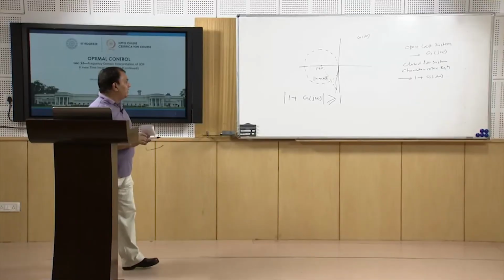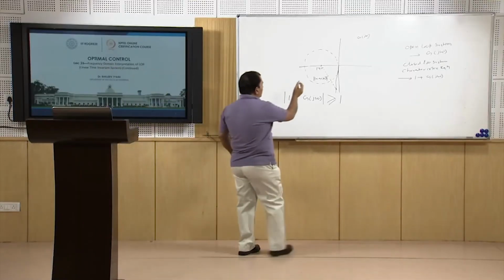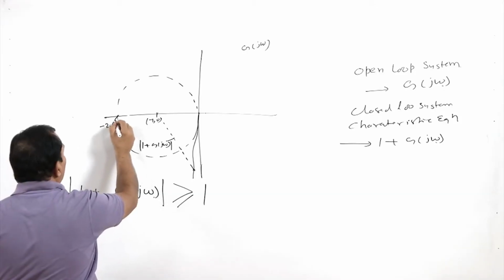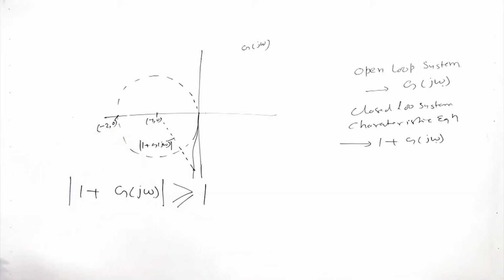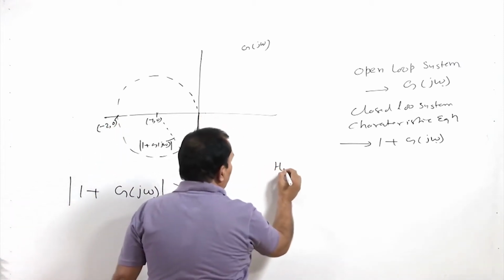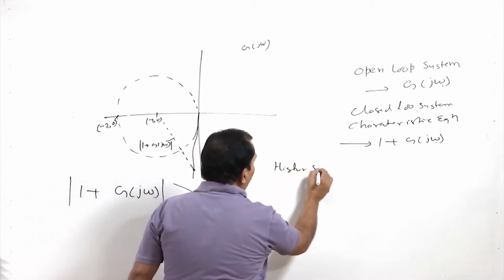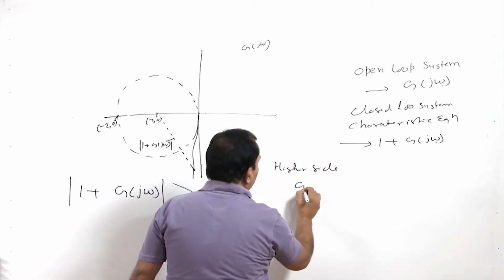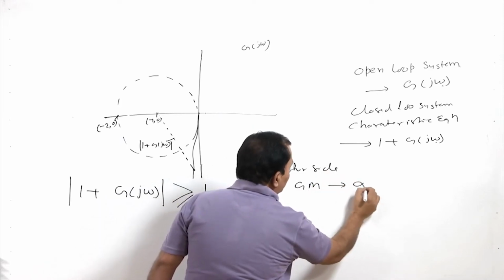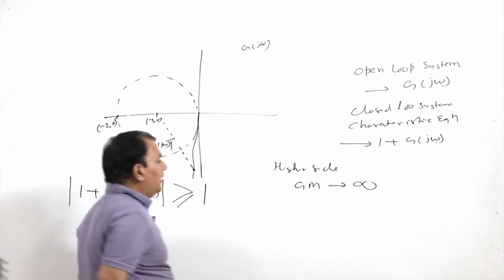But there may be another condition, say with the unit circle, where this point will be minus 2, 0. On the higher side, my gain margin is infinity.